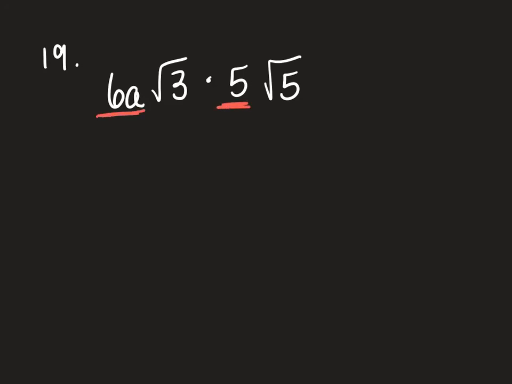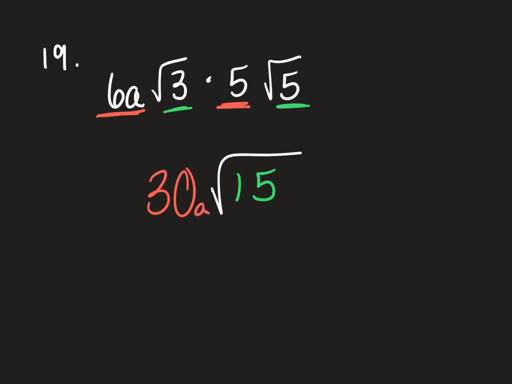All right, let's jump ahead to 19. So for that one, we have 6a times the square root of 3 times 5 times the square root of 5. So for this one, we're going to multiply our outside stuff, which is 6 and 5, which gives us 30. And then we multiply inside the square roots, which is 15. So it becomes 30 times the square root of 15. Oh, and there's an a with that 6. So 30a times the square root of 15. So when you're multiplying, you just multiply the outsides and then multiply the insides, and then you simplify it if you can. But if you can't, that's okay too.